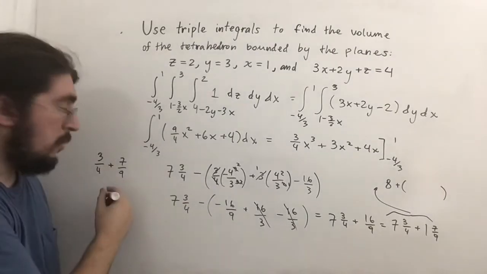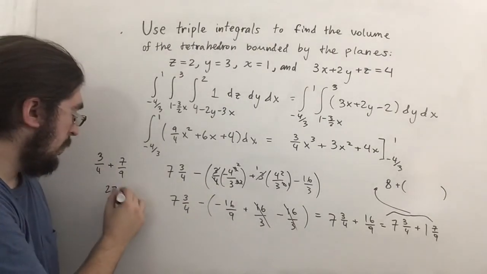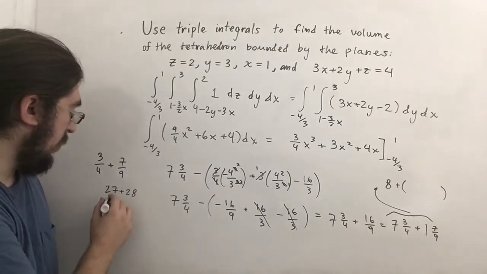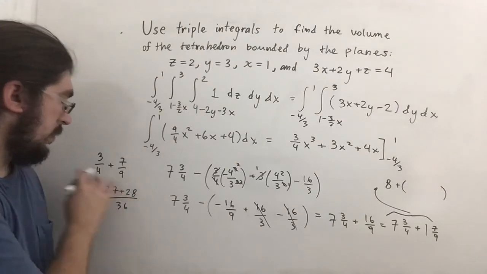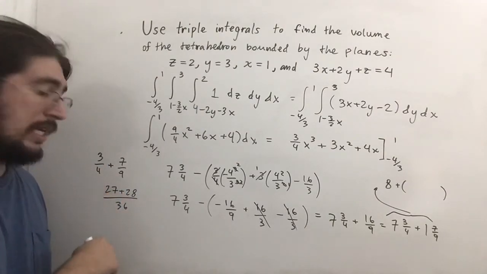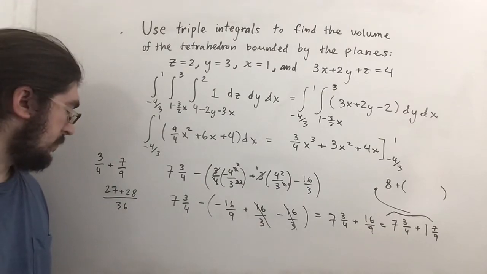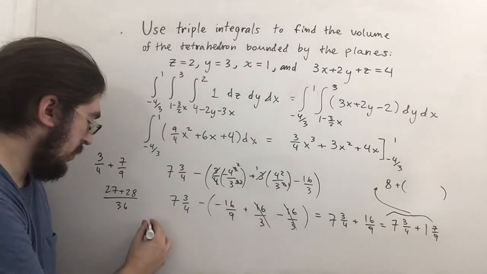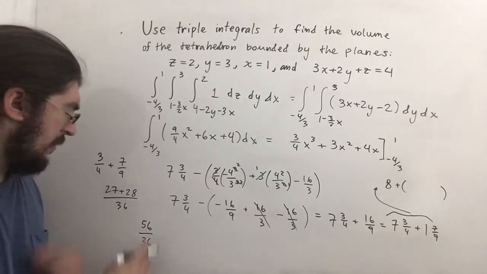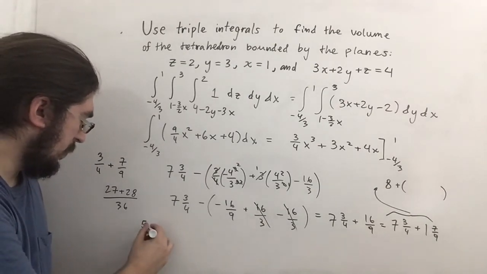We get 9 times 3, which is 27. Plus 4 times 7, which is 28. I think this works so far. All over 4 times 9, which is 36. So if you add these together, we actually get 56. I think that sounds good. I'm sorry, 55. It's 55. I knew something was up.